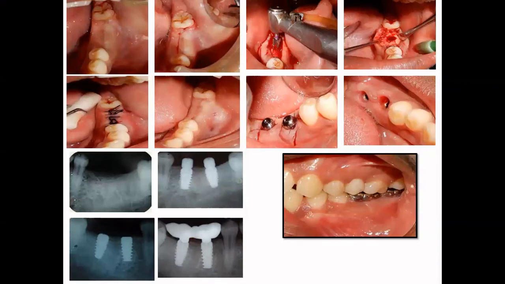So this is the picture. We can see the procedure of implant placement. In the initial picture, there is a wide ridge suitable for placing an implant. Then a horizontal incision is placed on the ridge, and the soft tissue is exposed. The soft tissue flap is retracted and the bone surface is seen.